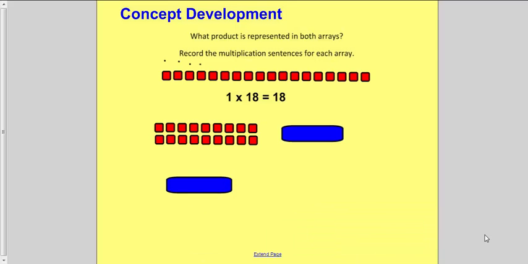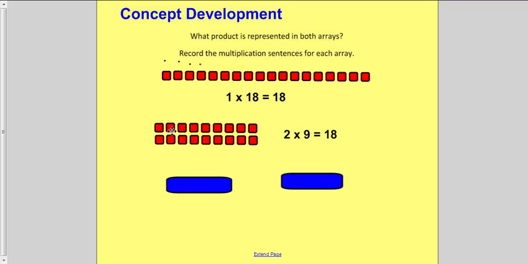Now I want you to draw this next array. You're going to notice you've got 2 rows, and if you count, you'll see there's 1, 2, 3, 4, 5, 6, 7, 8, 9. So you're going to have 2 rows of 9. And then beside that, I want you to write the multiplication sentence that that array represents. Hopefully you put 2 times 9 equals 18. So you notice both of these arrays equal 18. So if you remember from what we talked about earlier, 1 and 18, 2 and 9 are factors of 18.